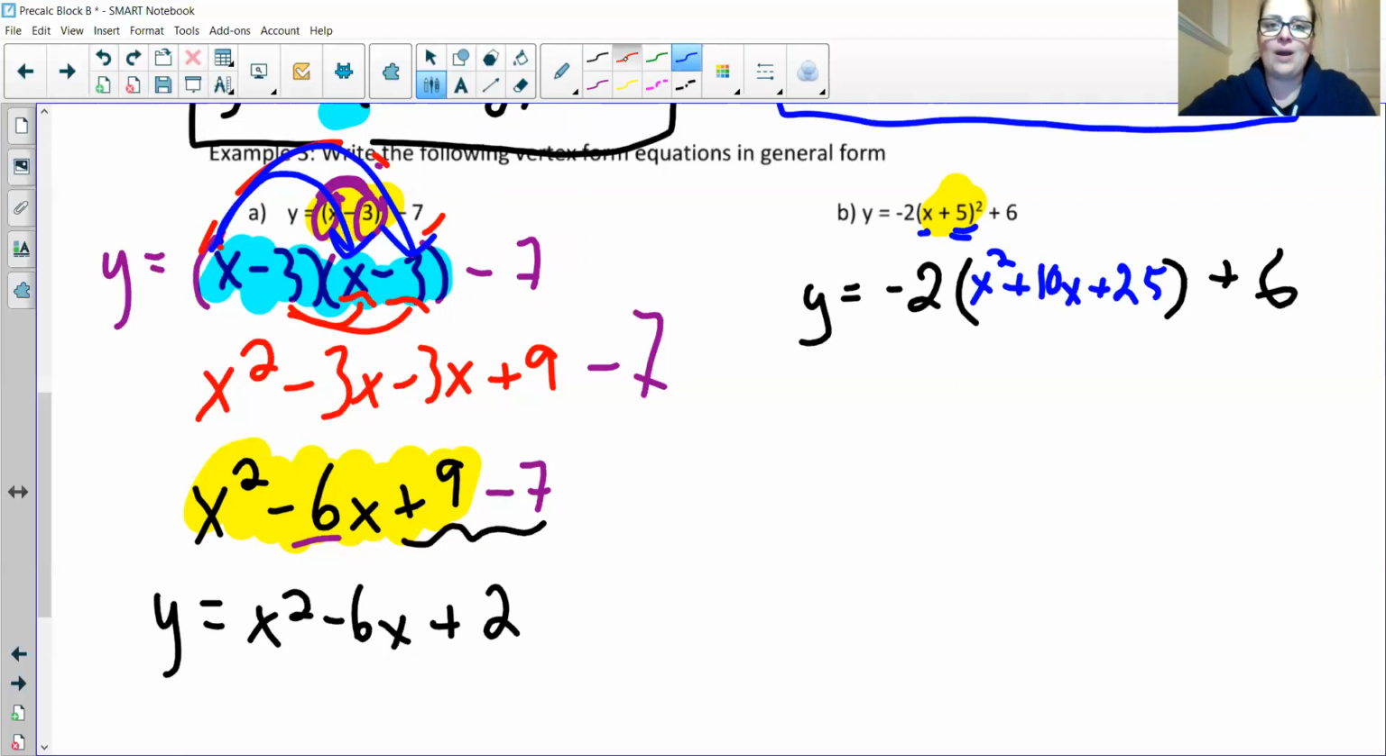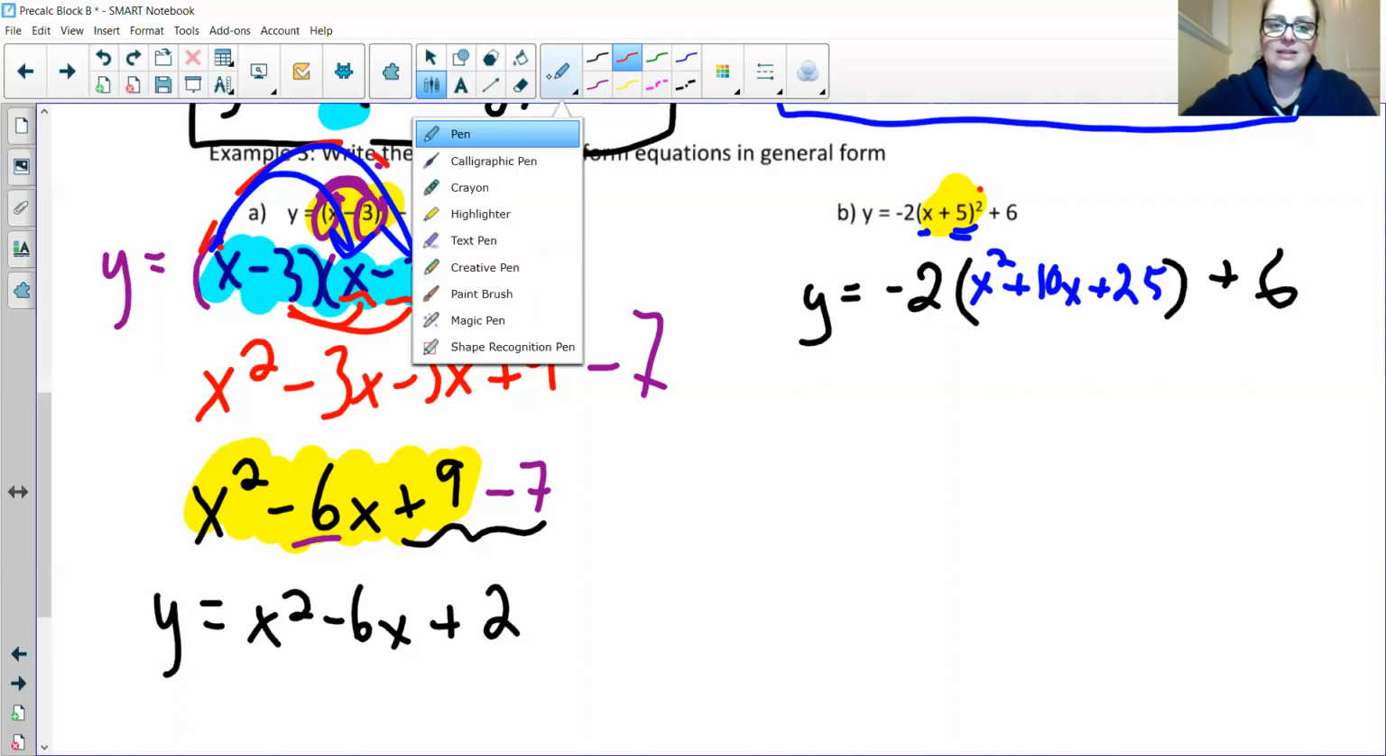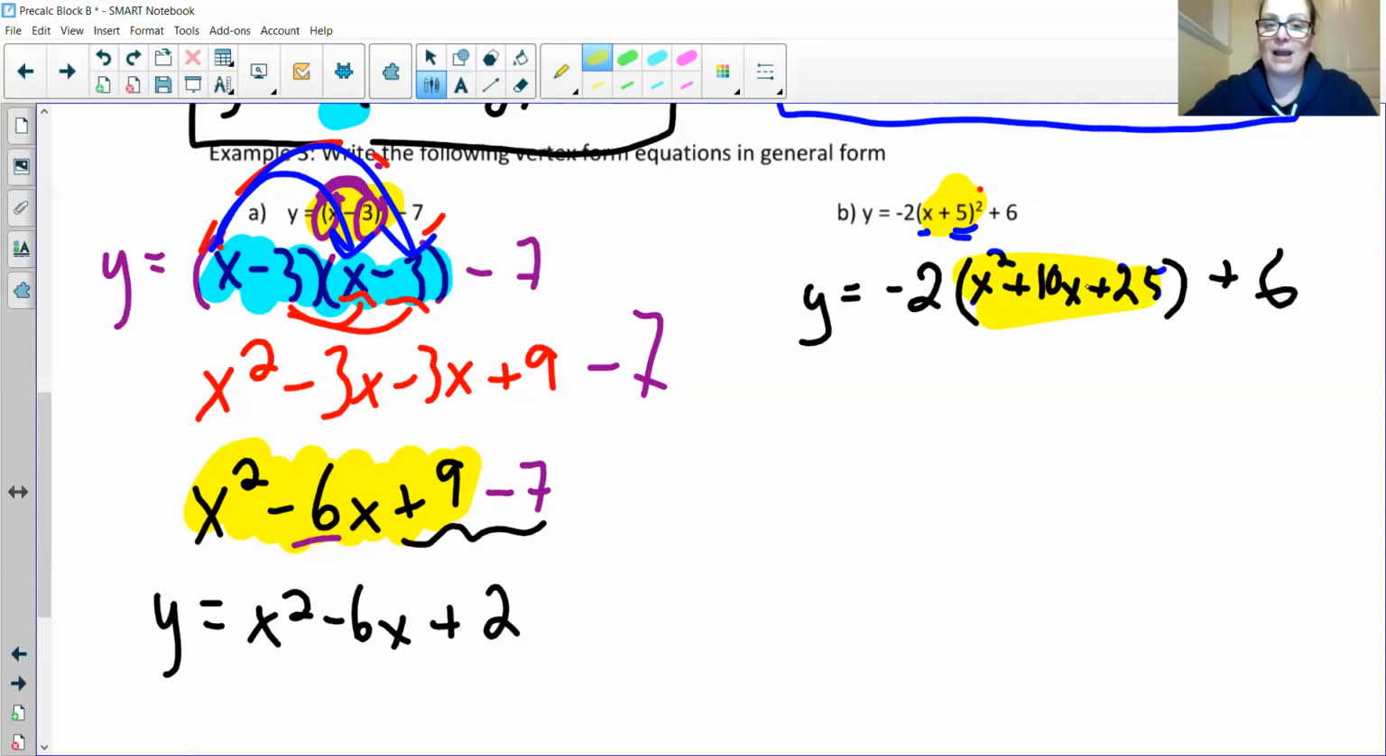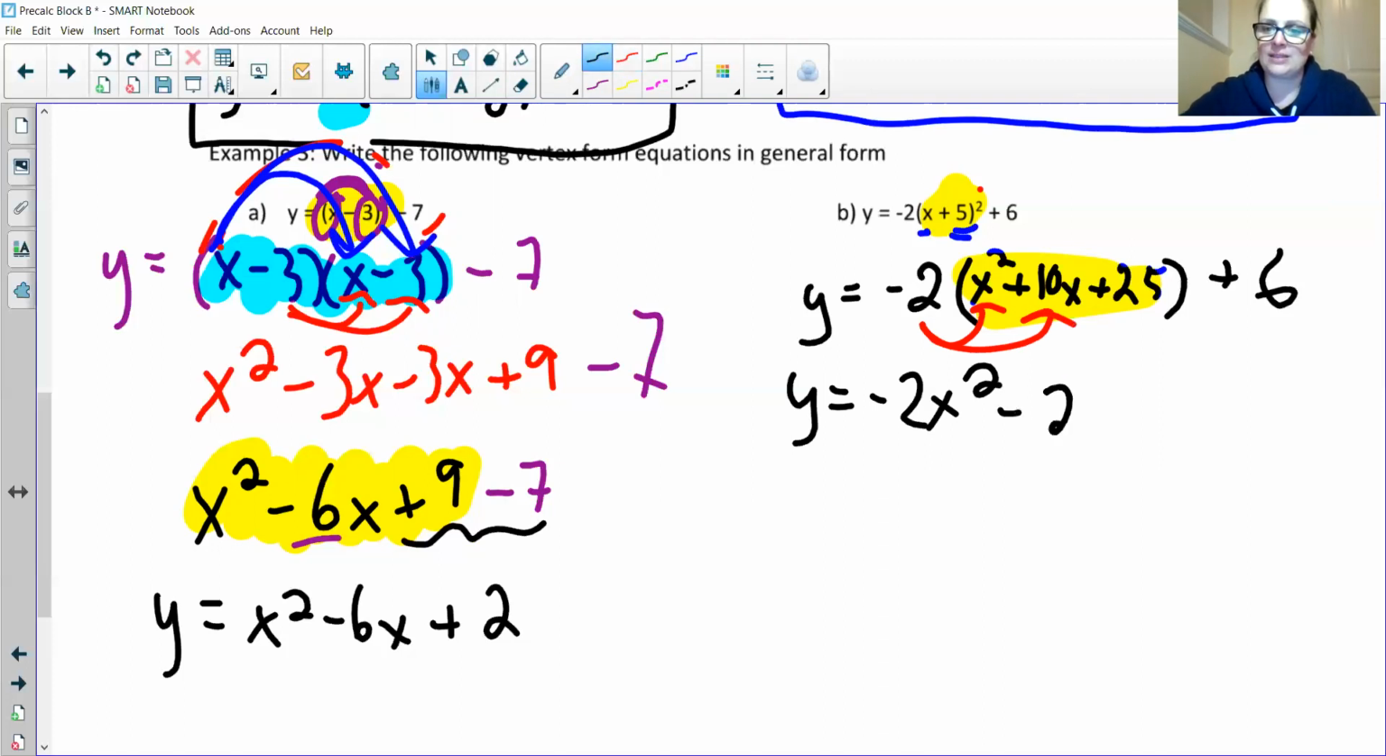Now I have to multiply all of this by negative 2. So I'm going to do that now. y equals negative 2 times x squared, which is negative 2x squared. Negative 2 times positive 10x is negative 20x. And negative 2 times positive 25 is negative 50. And then we have this plus 6. Look at that little plus 6 hanging out there.